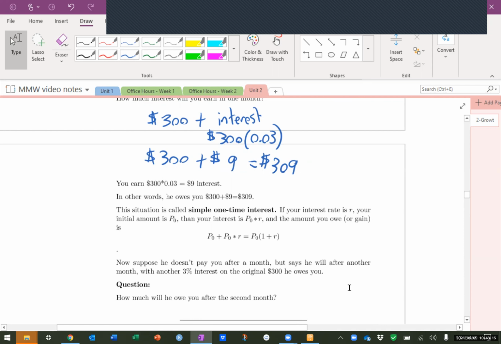And so the way we calculated this was: P naught is the initial value that you either paid or are depositing into a bank account, and then P naught times R, where R is your interest rate. And notice, again, as before, we've got P naught on both sides. We can factor out P naught. If we factor P naught from this term, that's just 1, and P naught from this term leaves R. So notice these are the same thing. So that's simple one-time interest.